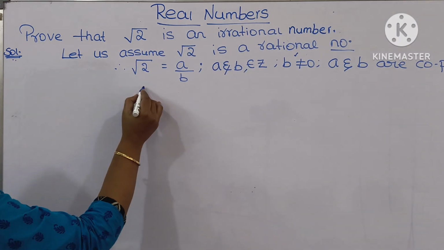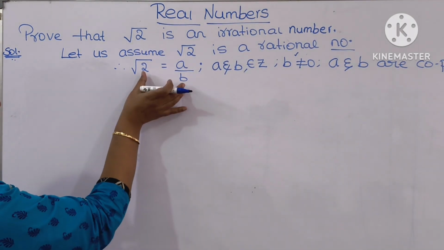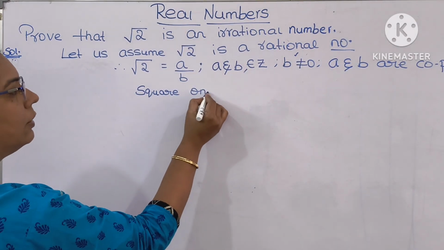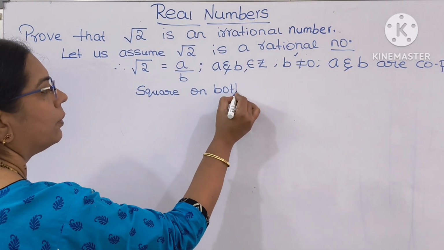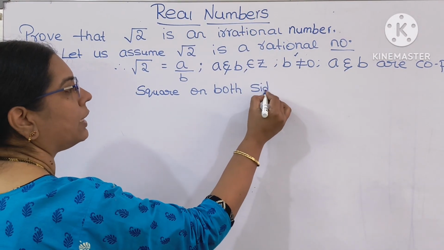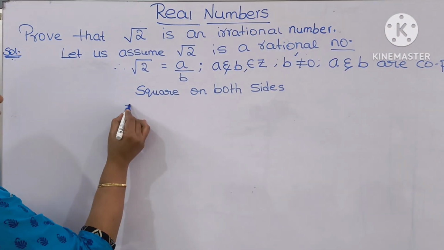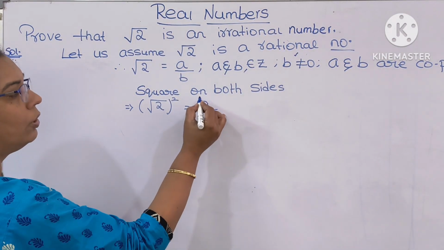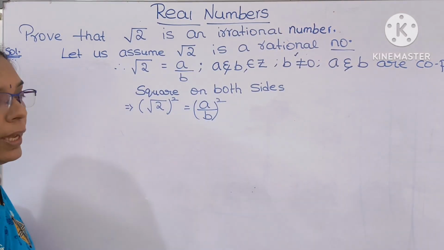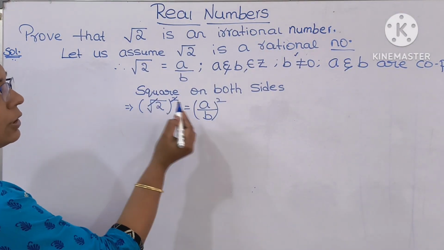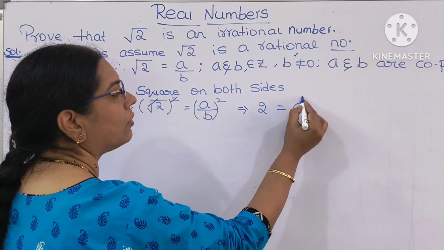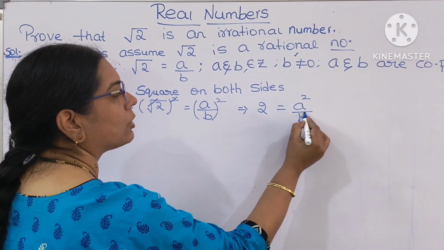Solve it. So square it on both the sides. When you square on both sides, what is that you will get? You should show each and every step. When you square it on both sides, the square and the square root get cancelled and you are left with 2 is equal to a square by b square.